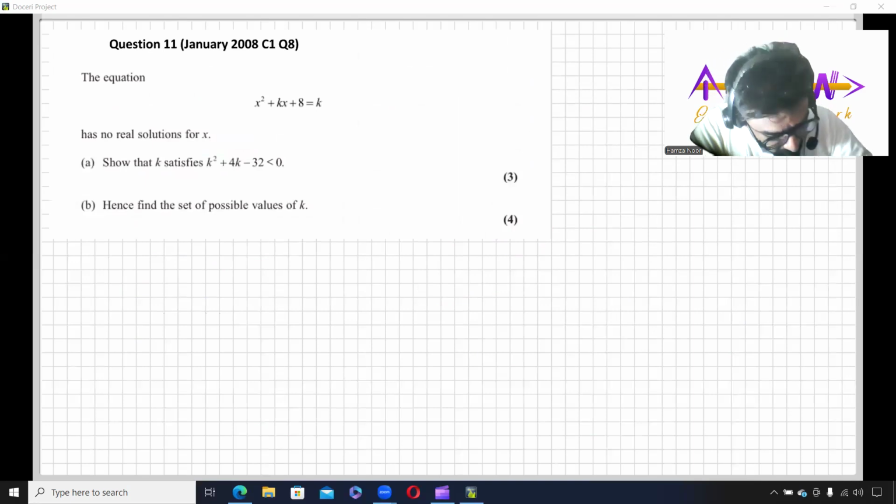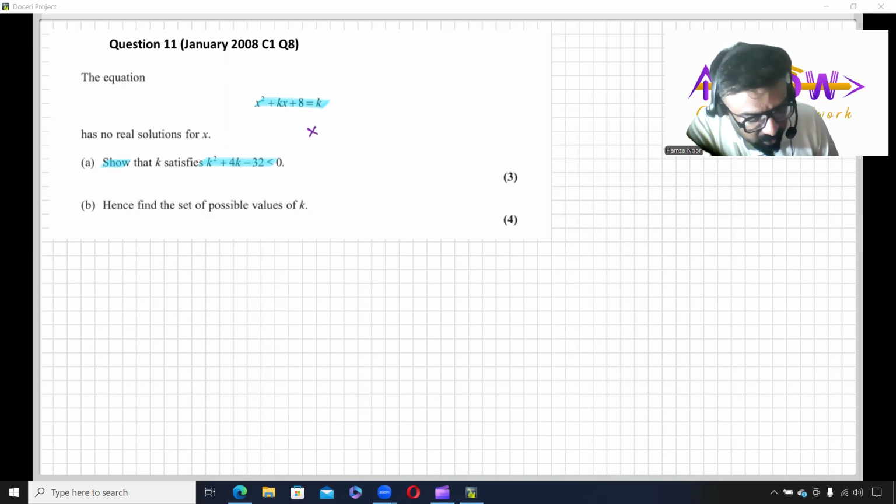Question number 11. It says that the equation x square plus kx plus 8 is equal to k has no real solutions for x. The requirement of part A is to show that k satisfies k square plus 4k minus 32 is less than 0. The condition given to you is that it has no real solutions. So first of all, you are going to arrange it in this form: x square plus kx plus 8 minus k is equal to 0.